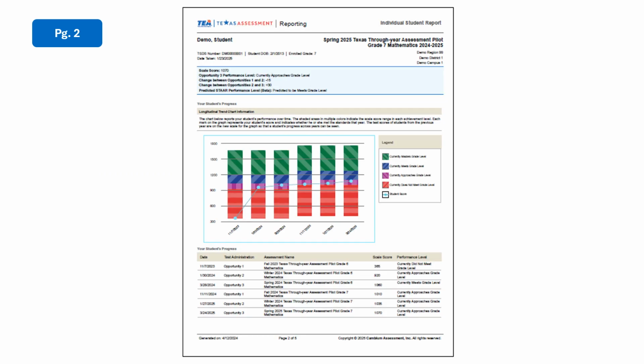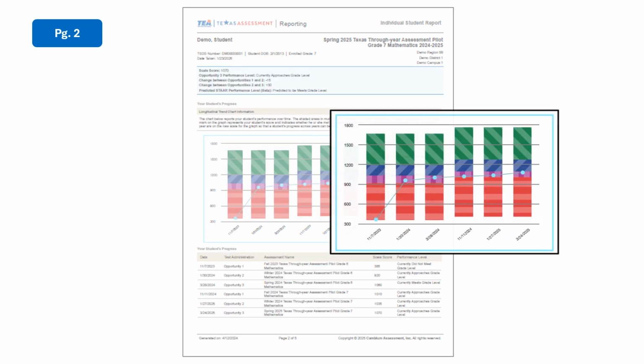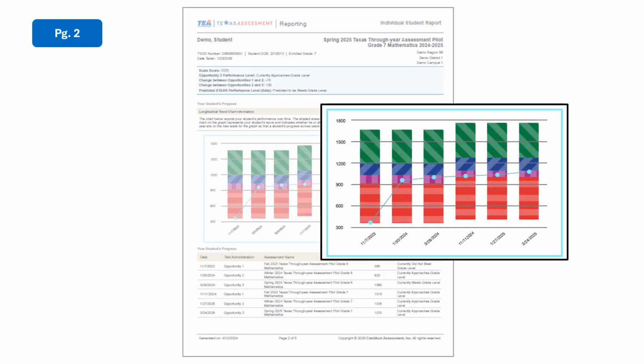Page 2 shows students' progress over time. The top chart shows student performance on TTAP over the school year, and for students who have taken TTAP in previous grade levels, it also shows performance from one school year to the next. The blue dots represent a student's score on each TTAP test as noted in the date. The columns show the score required to meet each performance level. After Opportunity 1, there will only be one data point, so this chart will become more useful as the year progresses.